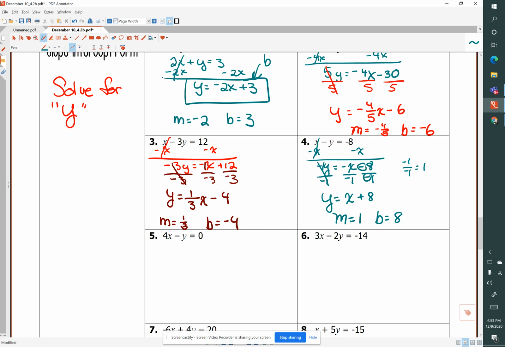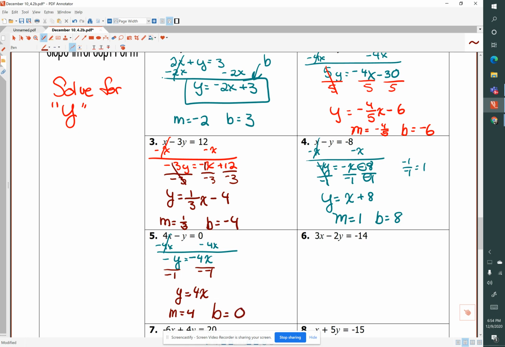In number 5, the first thing we do is subtract 4x from each side. And then negative y, there's an invisible 1 there, equals negative 4x. We don't need to bring down that 0. Not necessary to do that. But we do need to divide everything by negative 1, which will leave us with y equals 4x. And m equals 4. And even though there's no b value, we can say that the b value is 0.